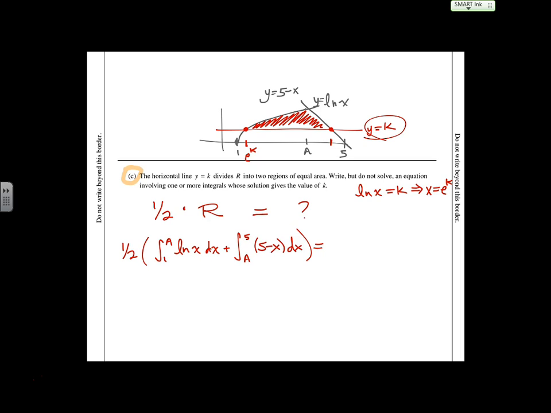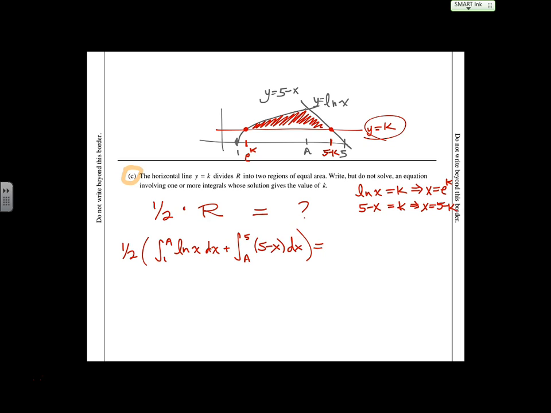And then, how are we going to do the intersection point for the second function, for y equals 5 minus x? Same thing. 5 minus x is equal to k. So therefore, if I solve for x, I get x is equal to 5 minus k. So that's going to be 5 minus k, my intersection over there.